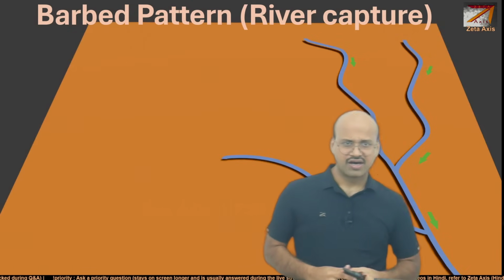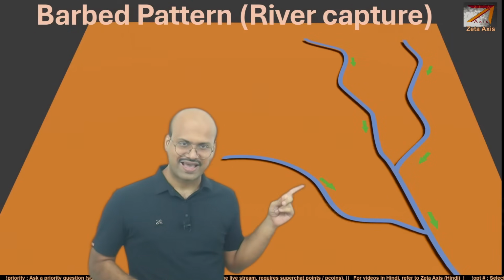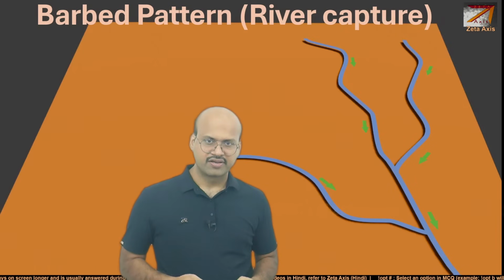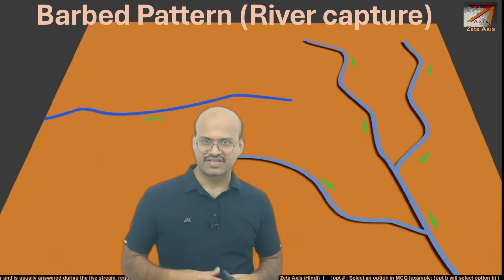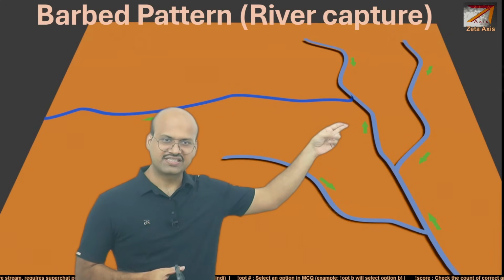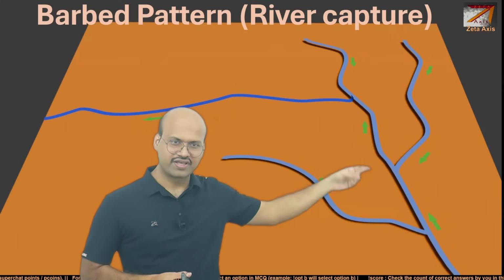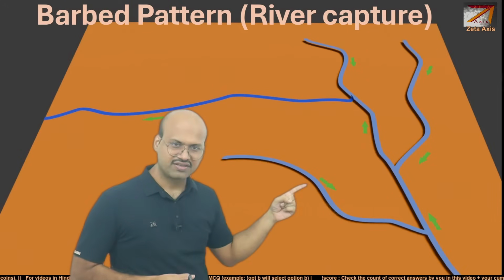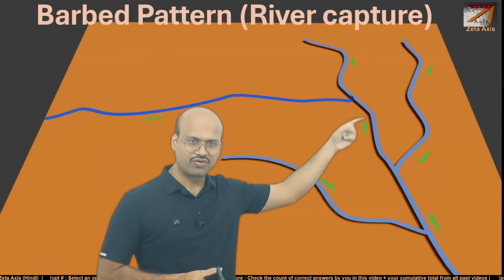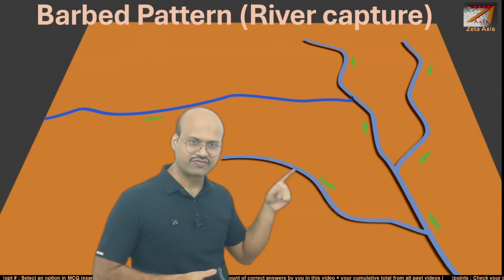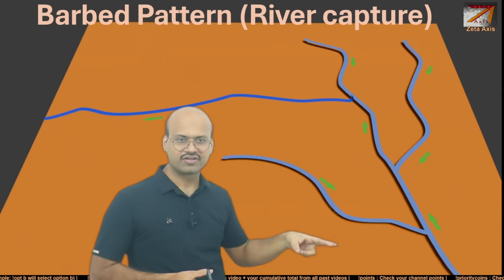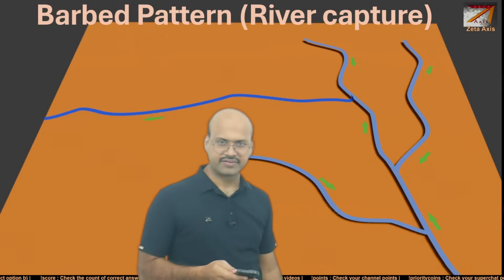We can see here, this is one river, and these arrows indicate the direction of water flow in this river. Now suppose over time another river captures it. Now we can see that there was a change in direction of water flow over here as well as over here, but this stream continues to flow in its original direction. Water will be flowing in this direction here, but here it is flowing in this direction. So this has become opposite to this. Therefore this is an example of barbed pattern.